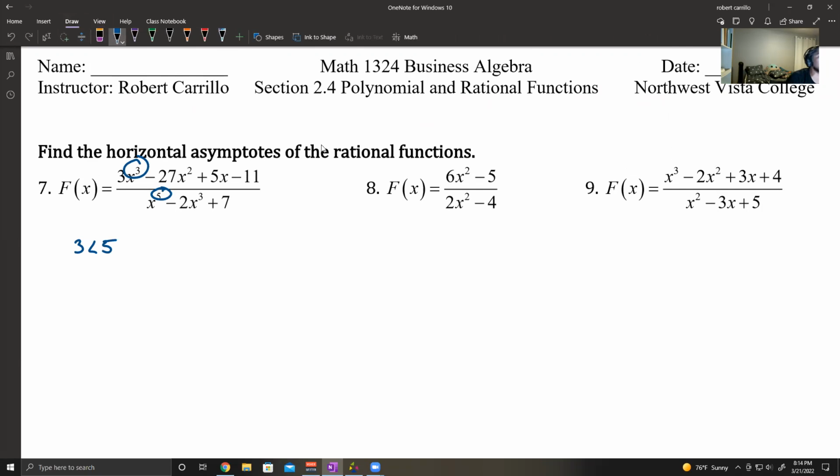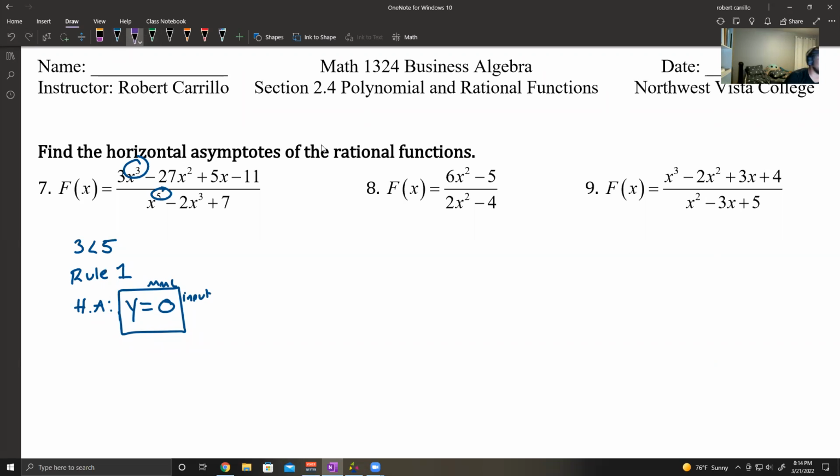Is that rule 1, rule 2, or rule 3? Rule 1. Which means automatically we get a horizontal asymptote of y equals 0. That's it. Nothing crazy. Since the numerator is smaller than the denominator, we get a horizontal asymptote of y equals 0. And again, for MyMathLab purposes, you need to write it as y equals 0. If you just put 0, it will count it wrong. So again, MML input. Okay, that's all we had to do.